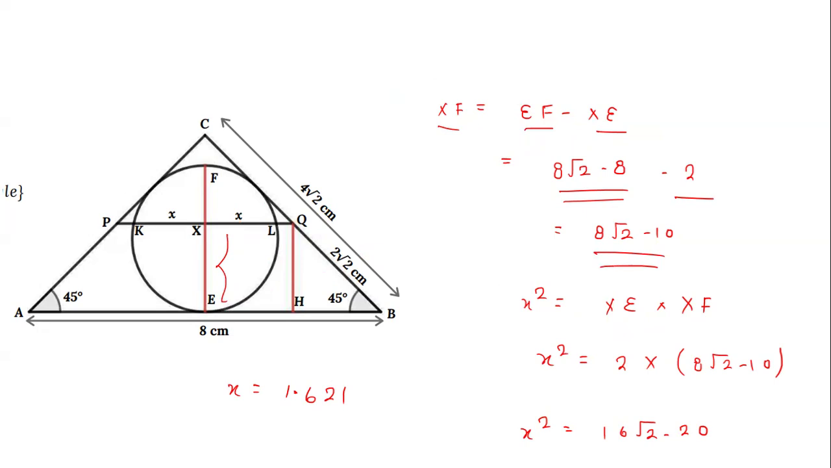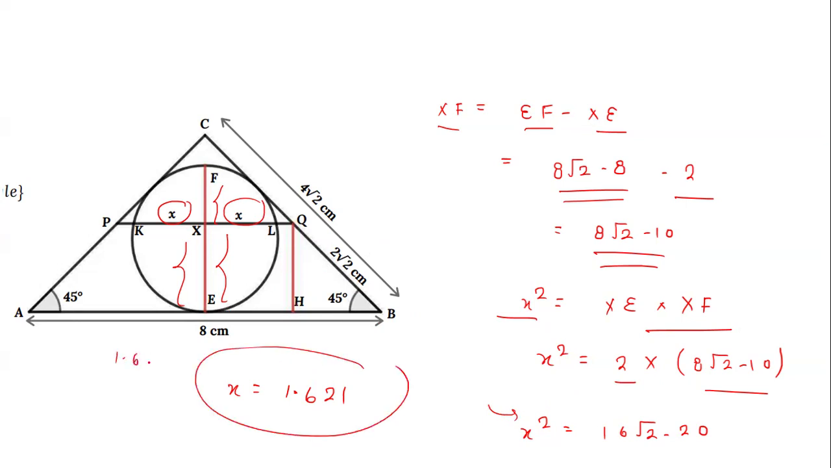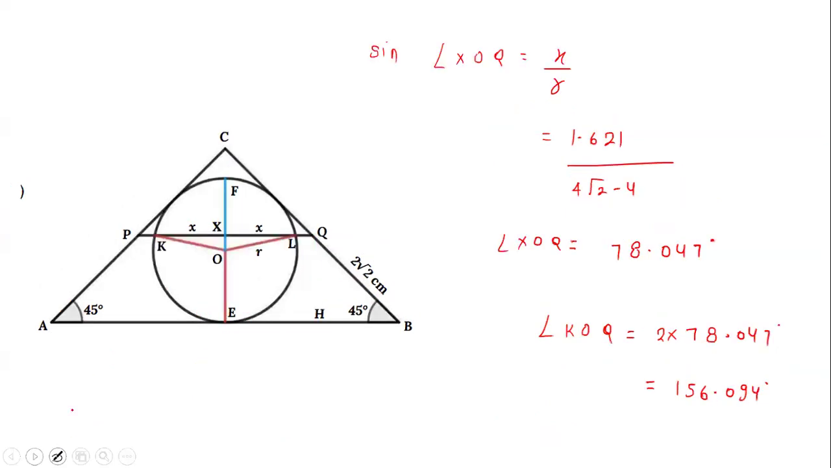And previously we applied the intersecting chord theorem and we get x times x is equal to XF times XC. So x square is equal to this. Now we know the XC value as 2 and XF value as 8 root 2 minus 10. So from here we can get the value of x. It will come like 1.621.